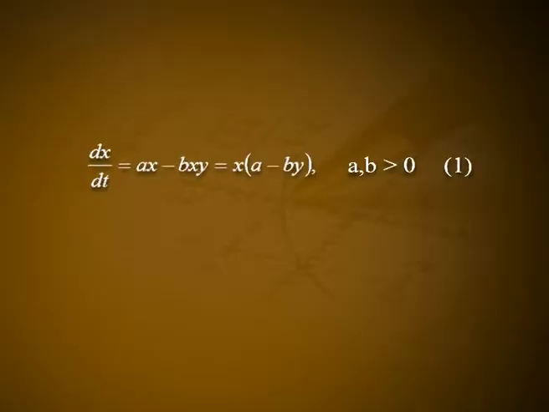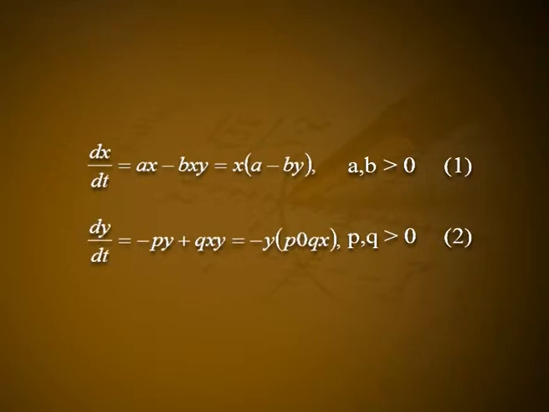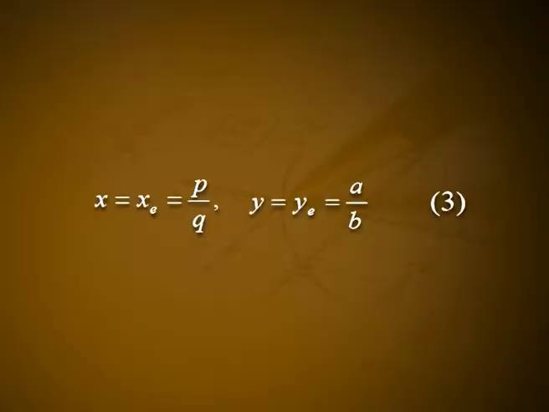dx/dt = ax − bxy = x(a − by), where a, b greater than 0, and dy/dt = −py + qxy = −y(p − qx), where p, q greater than 0. Now, dx/dt and dy/dt both vanish if x = xe = p/q, y = ye = a/b. This comes under nonlinear models. We will discuss it in detail later.